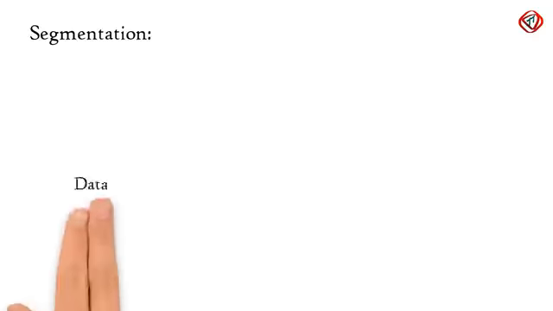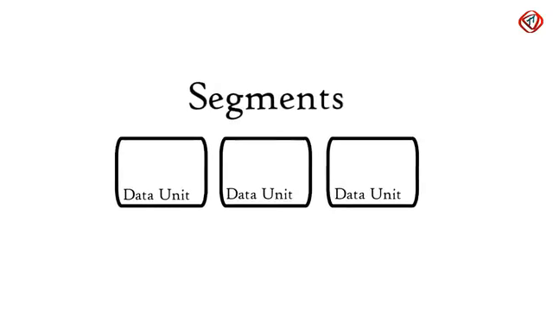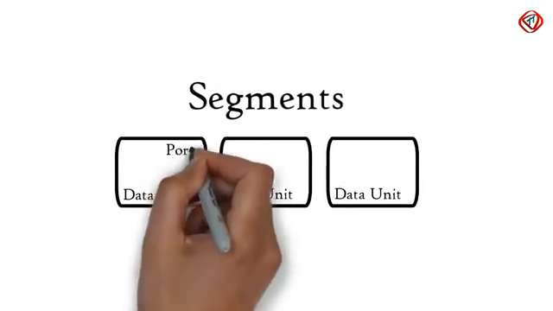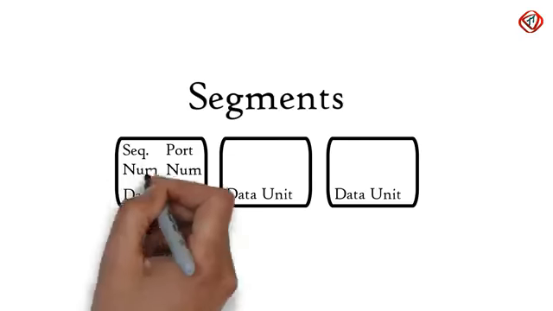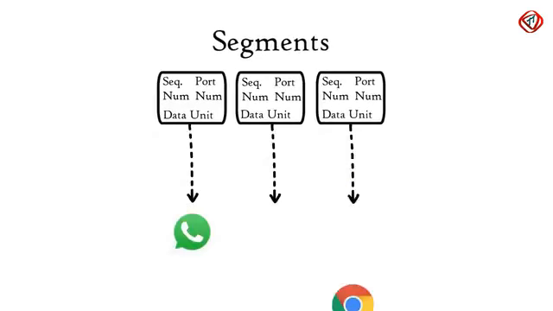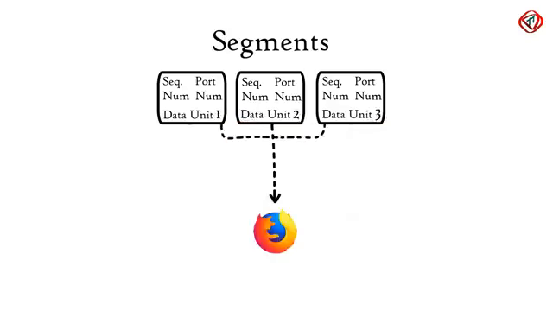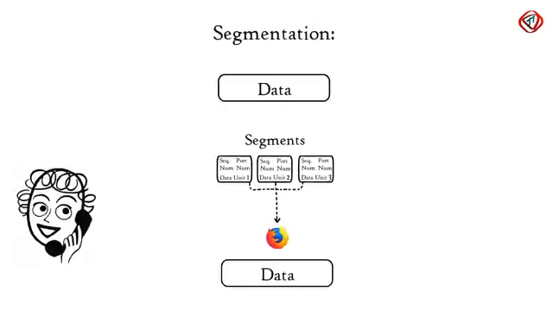In segmentation, data received from session layer is divided into small data units called segments. Each segment contains a source and destination port number and a sequence number. Port number helps to direct each segment to the correct application, and sequence number helps to reassemble segments in the correct order to form correct message at the receiver.